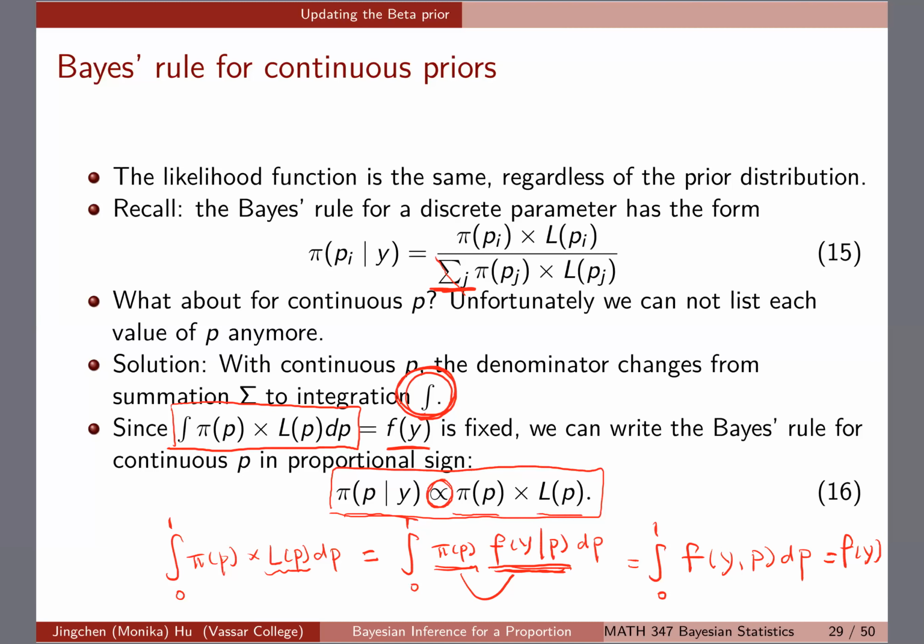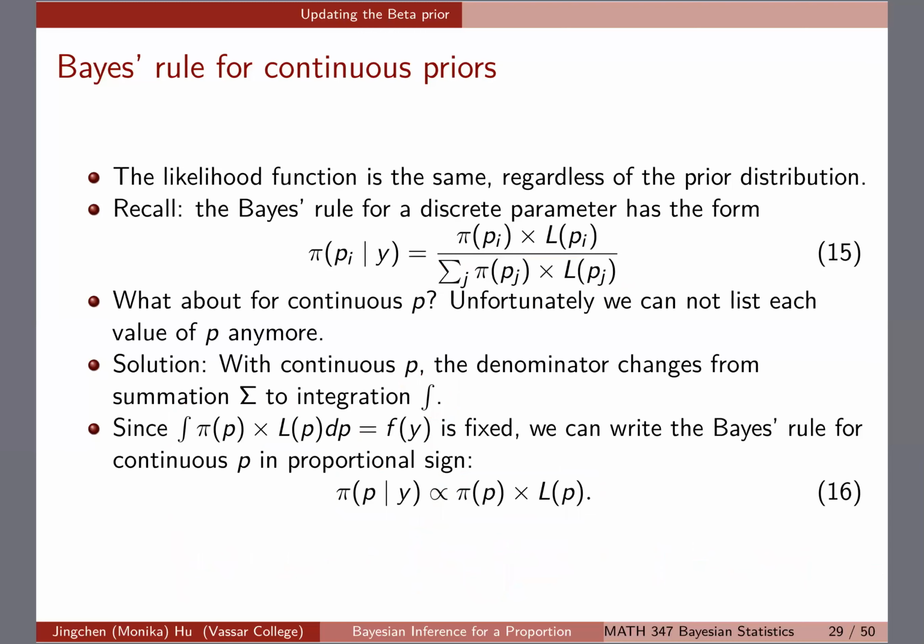This is going to be fixed, because remember, in Bayesian thinking, we think that the data is fixed. So this f of y is going to be fixed. Whatever goes in the denominator for the continuous case is fixed, and that's why for now we don't worry about what it is. We can have a proportional sign and focus on the product of the prior and the likelihood. Make sense?